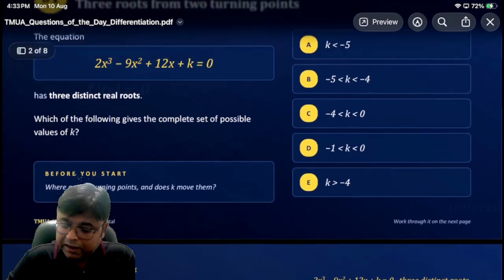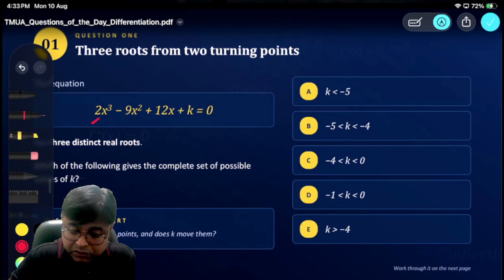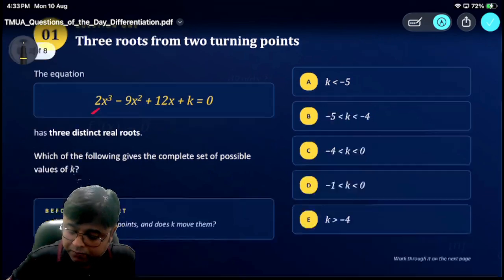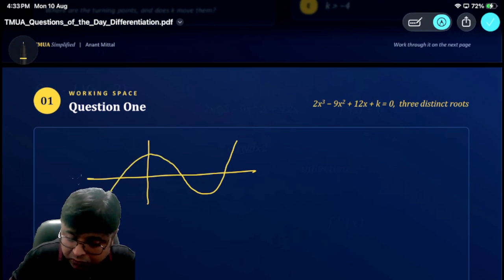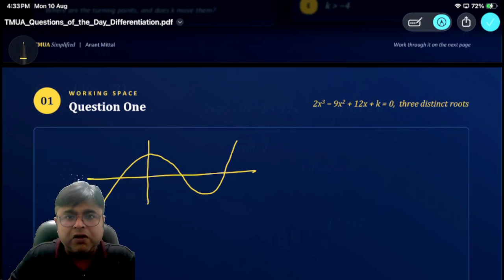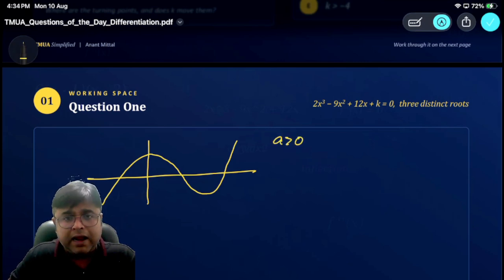So if I look at a, the leading coefficient here is greater than 0. So it is necessary that it will come from here, if I draw a graph of it. And if it has three distinct real roots, this is how the shape looks. Now this is not the actual graph, and not even the position of the graph. The roots may be different, but it's just a graph for which a is greater than 0 and it has three distinct real roots. So this is the condition.